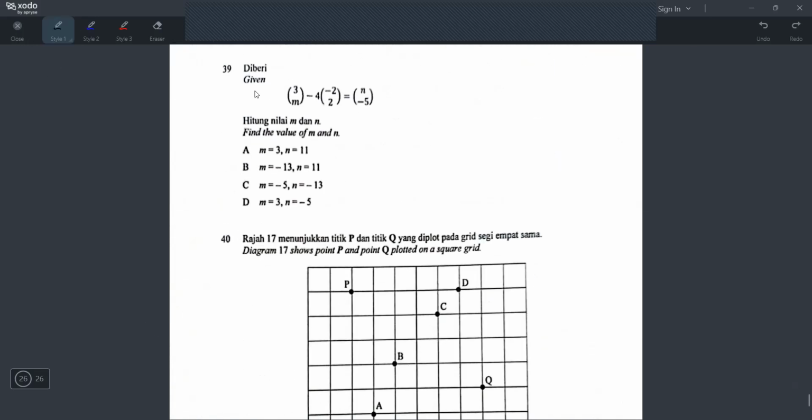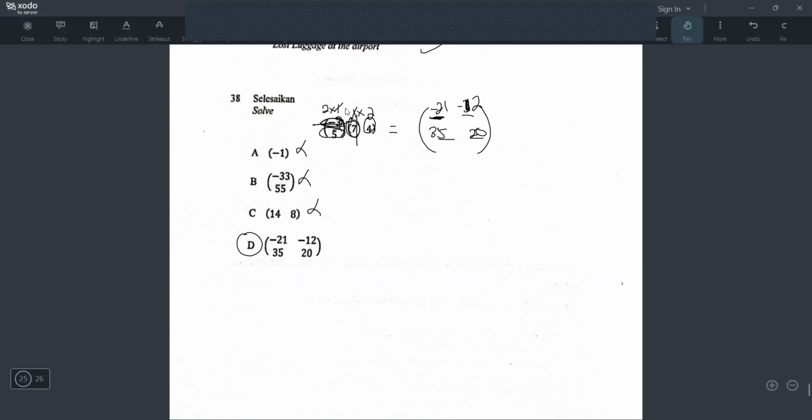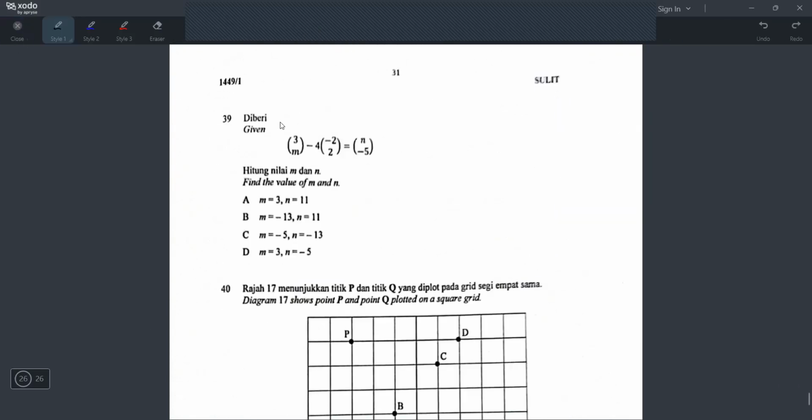Number 39, given blah, blah, blah, find the value of M and N. Okay, this one is tambah tolak punya matrix. If darab bahagi, we have to write down the order. Okay, the order doesn't have to be the same. It's just that the number here and here have to be the same kalau darab. Tapi kalau tambah tolak, the order have to be exactly same. So can you see the order is same? 2 row, 1 column, 2 row, 1 column, exactly. That's why baru boleh tolak.